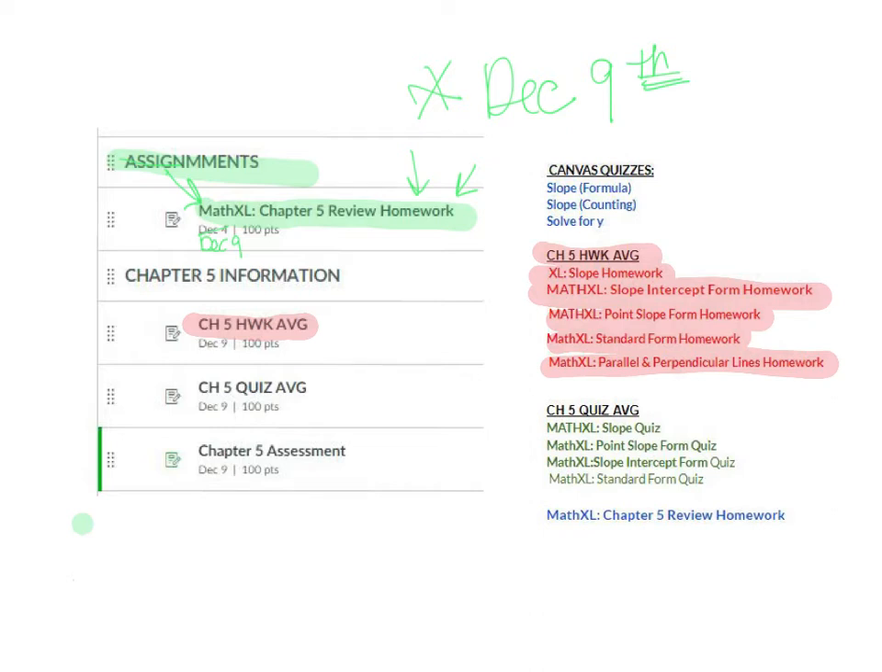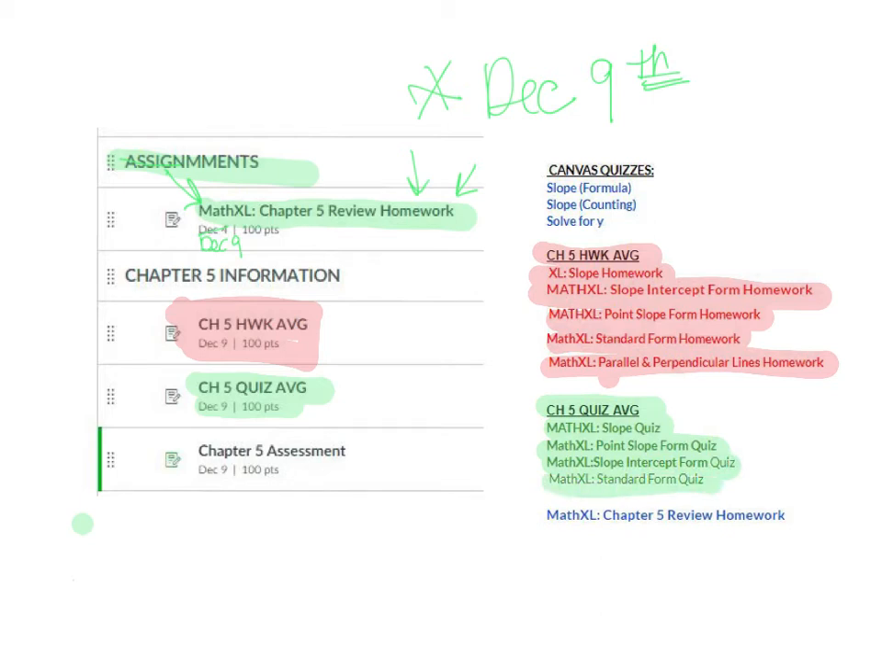Keep in mind that only that average goes in. So I take those scores and then I divide by 5 because there's 5 assignments. And then that goes in here as your average. Okay? The next thing is that we have a Chapter 5 quiz average. Okay? There are 4 quizzes. There was a slope quiz, a point-slope form quiz, a slope-intercept form quiz, and a standard form quiz.